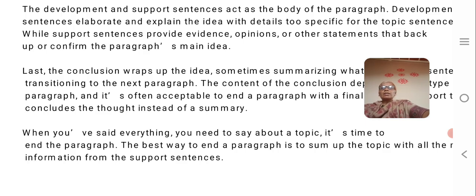After the supporting sentences are completed, the paragraph needs to end. The concluding sentence summarizes the main idea of the paragraph or it provides a transition to the next paragraph. It can also offer a final thought or reflection on the topic. The concluding statement should be strong and have a lasting impression on the reader.